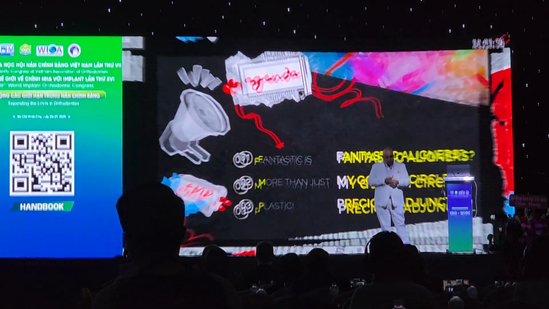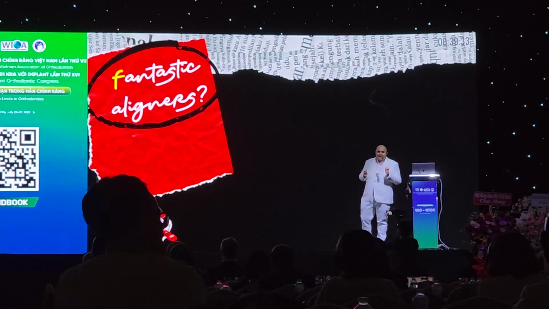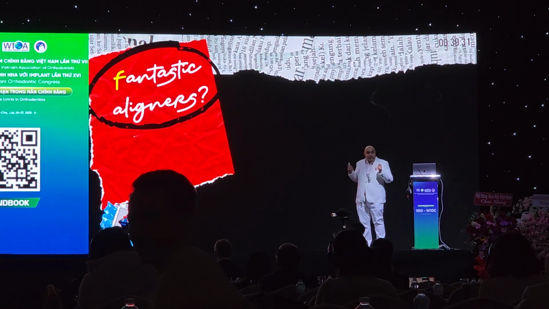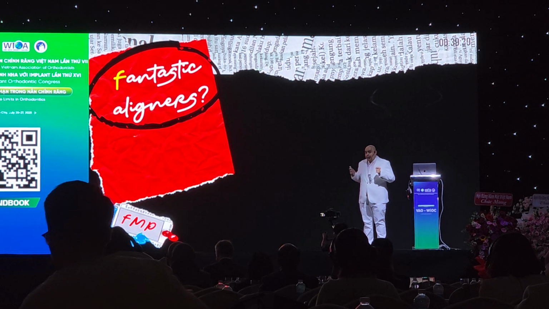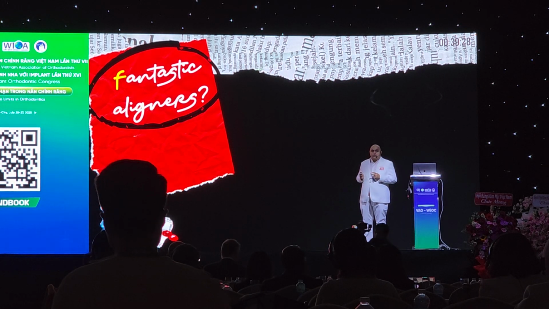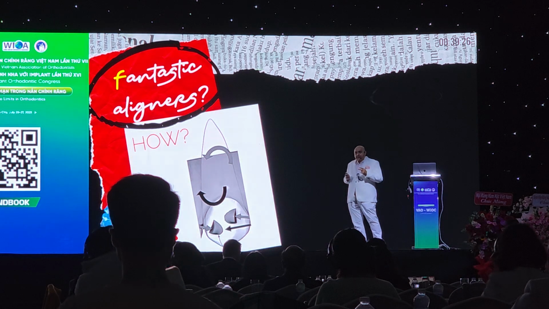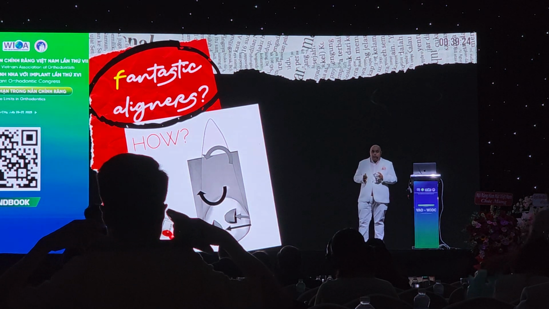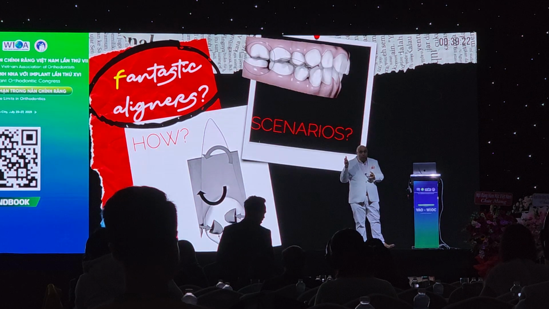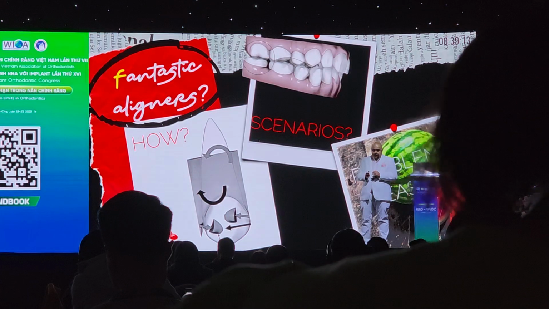Possible clinical solutions. So, are aligners really fantastic? Now, we will assess this in a three-pronged strategy. We will first look at how aligners tend to move teeth. What are different clinical scenarios where we encounter problems? And what specifically are the problem areas that you encounter clinically?